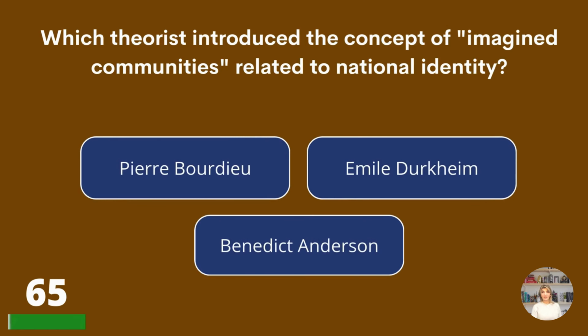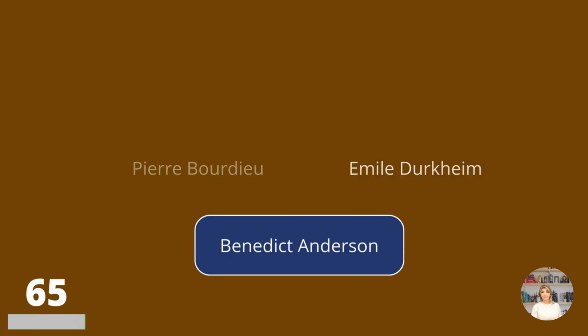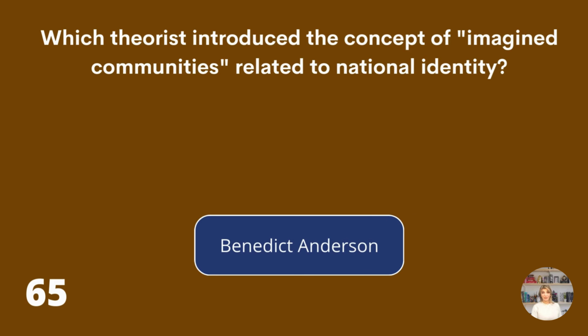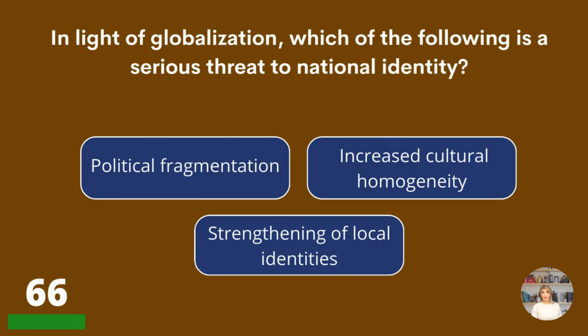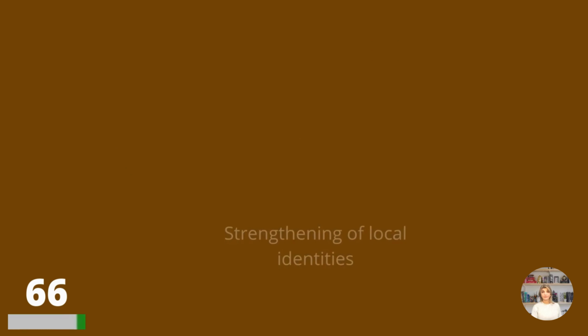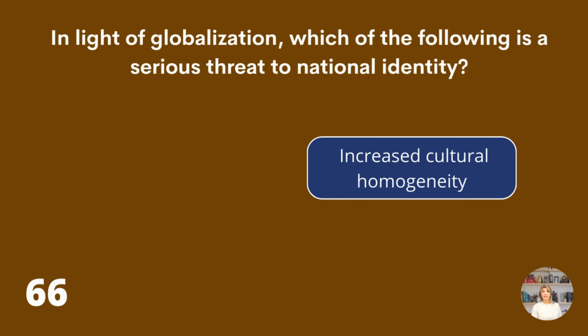Which theorist introduced the concept of imagined communities related to national identity? Pierre Bourdieu, Emile Durkheim, or Benedict Anderson? Benedict Anderson. In light of globalization, which of the following is a serious threat to national identity? Political fragmentation, increased cultural homogeneity, or strengthening of local identities? Increased cultural homogeneity.